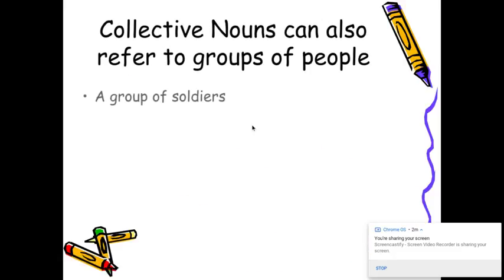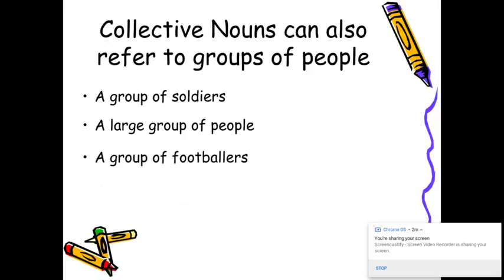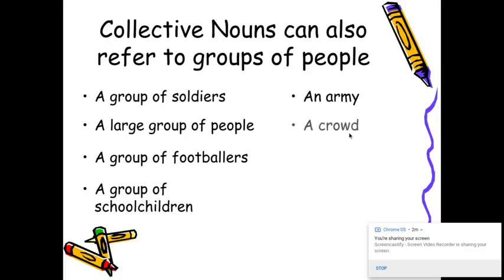Collective nouns can also be used with people. So we looked at some animal examples, but they can also be used with people. If we were to have a group of soldiers, we may refer to them as an army. If we have just a large group of people gathering in one place, a collective noun that we could use to refer to them may be a crowd.